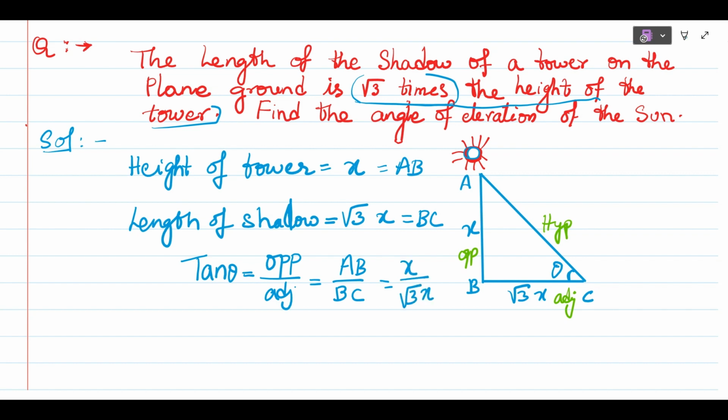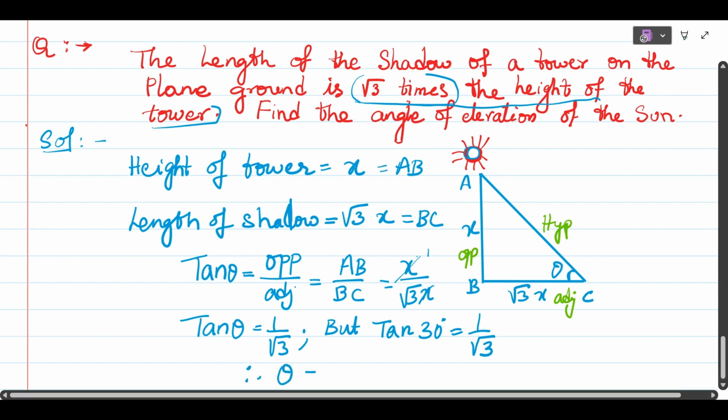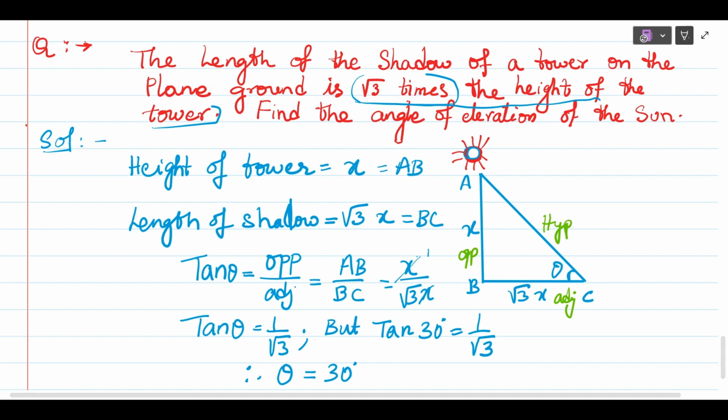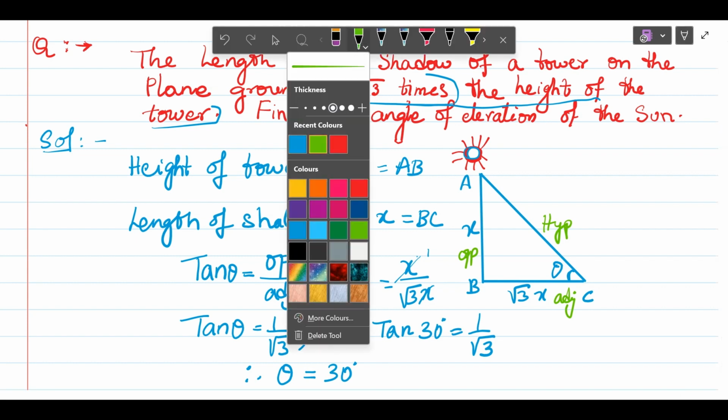So in the numerator and denominator, x gets cancelled out, isn't it? So tan theta we got as 1 by root 3. But we know that the trigonometric ratio tan 30 degrees is also equal to 1 by root 3. So from these two, in the place of theta we have 30 degrees. So the answer is theta is equal to 30 degrees. Okay, students.